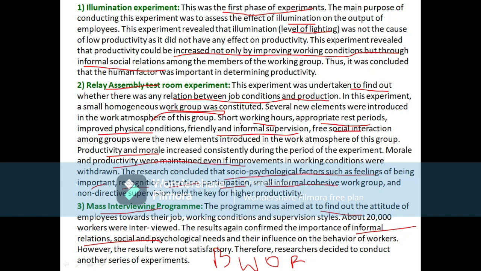So these are all the four Hawthorne experiments that were conducted in the human relations movement. Why? Because more than other aspects, employee psychological and social factors affect productivity more. So that is why the human relations theory approach has been studied.